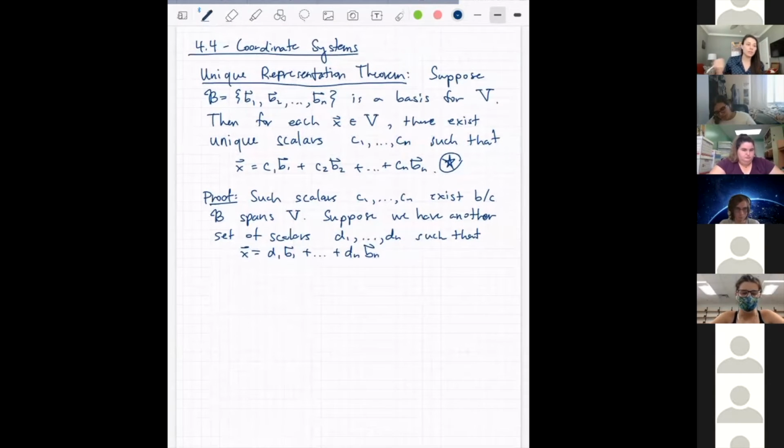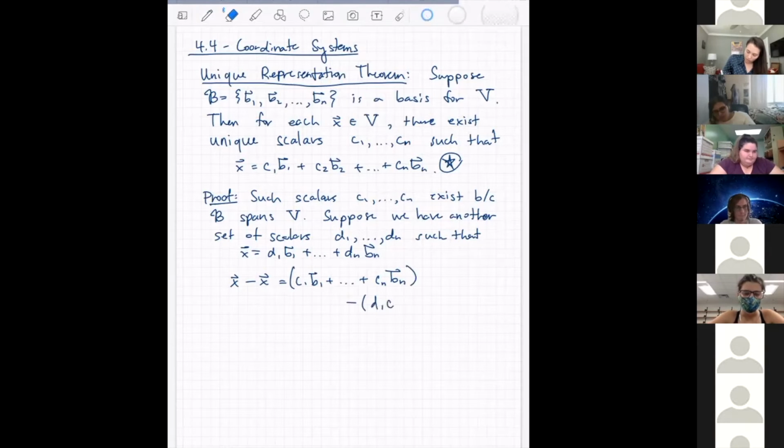Okay, then if we look at those two representations of X, they should both be equal to X. So we're going to subtract one from the other. So we have C1 times B1 up to Cn times Bn minus D1 times B1 up to Dn times Bn, right?